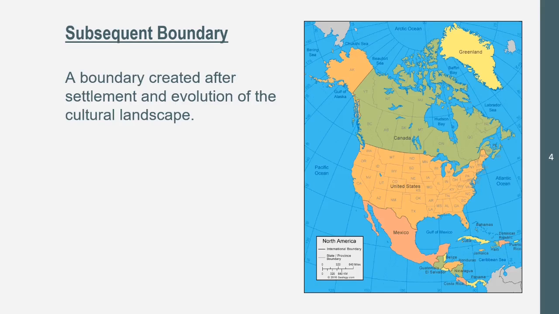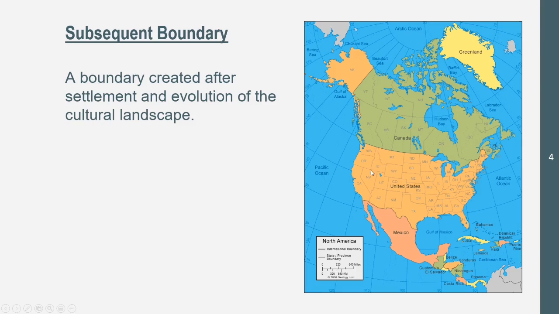Subsequent boundaries. This is a boundary created after settlement and evolution of the cultural landscape. So we see here we have boundaries of North America. We have Mexico, United States. We see the states in between the United States. We have Canada. We have the provinces. Also, we have Greenland as well. These are created after the cultural landscape was created and evolution to the cultural landscape.